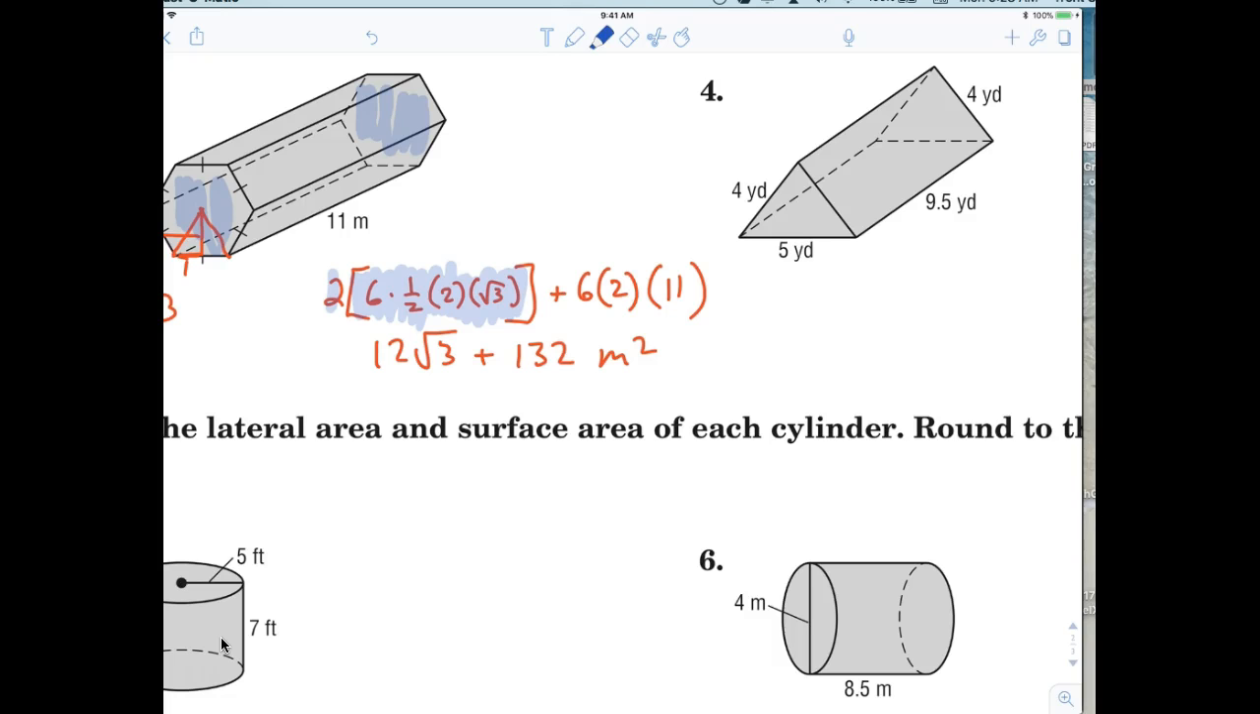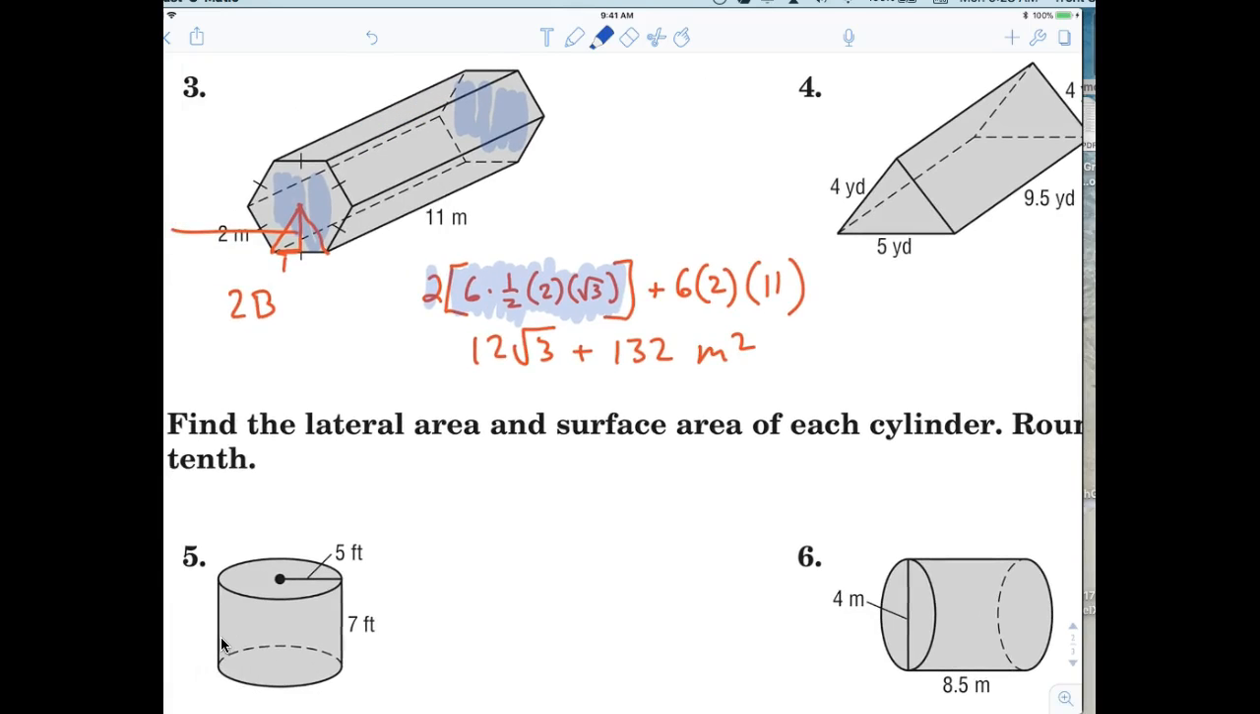I'm doing the perimeter of the base. No, I get it. The perimeter is 6 times 2. This represents the perimeter of the base, and 11 represents the height of the prism. Yes, exactly, like the 1/2.